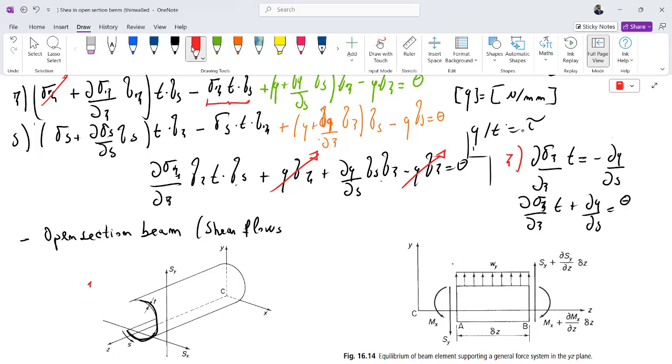The other equation I don't derive, because if you do some calculus, we obtain d sigma s divided by ds times t plus dq divided by dz. But I said as a hypothesis that the hoop stress is equal to 0, and so we don't need the equilibrium equation along the s-axis in this case, because the hoop stress is equal to 0.